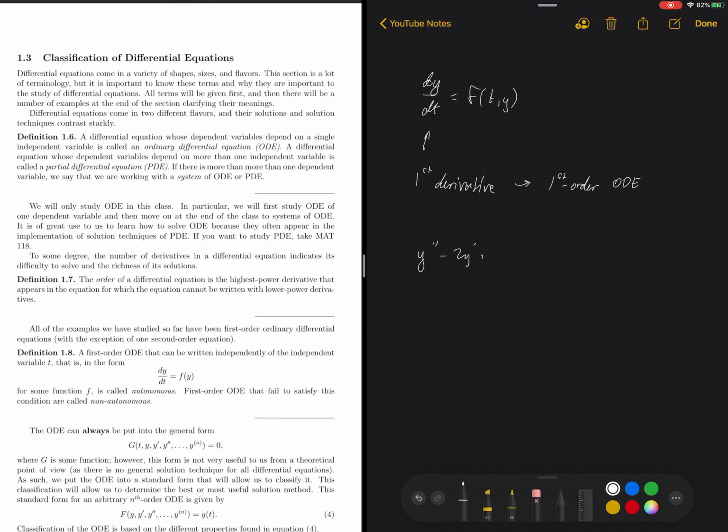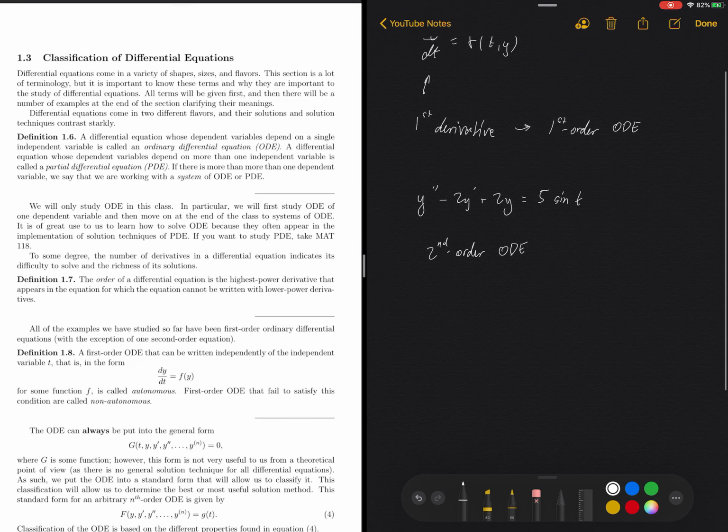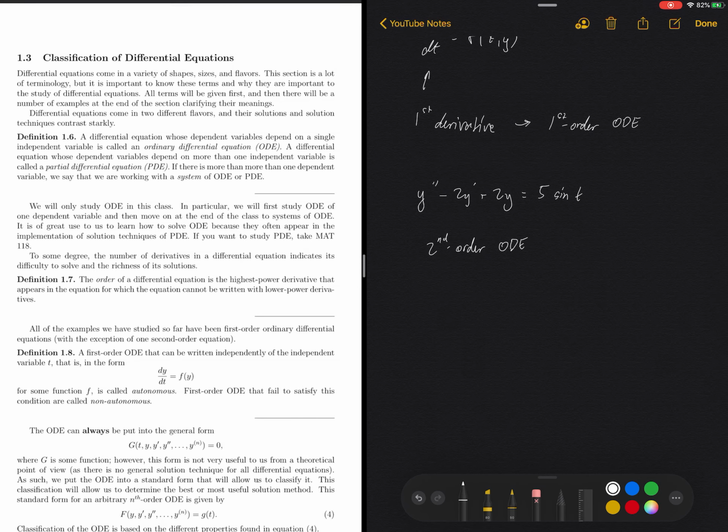Right, there is such a thing as a second order ODE. And that would mean that we could talk about equations that look like this. Minus 2y prime plus 2y equals 5 sine of t, whatever. Right, the order in this case is going to be the greatest number of derivatives you have to compute for your dependent variable. So in this case, the highest derivative that appears is a second derivative, so this is a second order ODE.